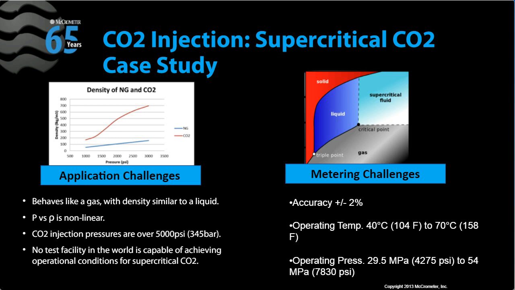Now, the metering challenges are you're trying to measure the CO2 accurately and trying to be within plus or minus 2%. Operating temperatures are about 104F to 158F, and the pressure, as I mentioned, these are high pressure applications, anywhere around 4,000 psi to almost 8,000 psi.